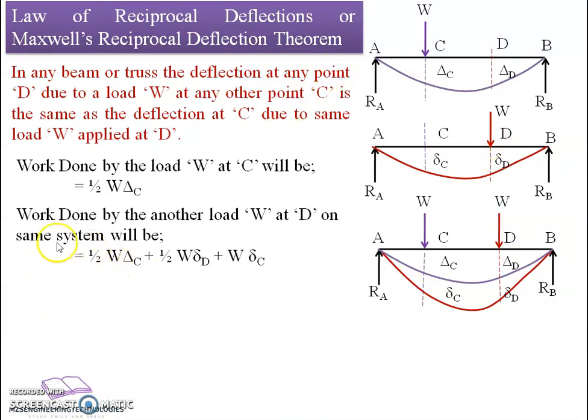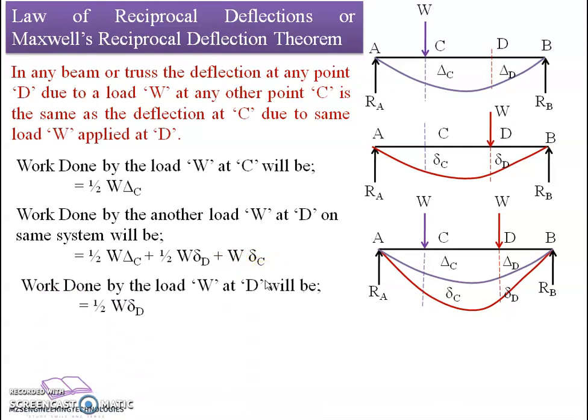Now what will happen here? I will have 1/2 of W into delta C, the first work done by the force, plus 1/2 of W into delta D, the work done by the force applied at the point D, plus one additional work done. It will be there because when the second force is in action, the first one is just observing that deflection, not doing any action there. So it will be W into delta C. The work done due to the virtual displacement will be W into delta D by C.